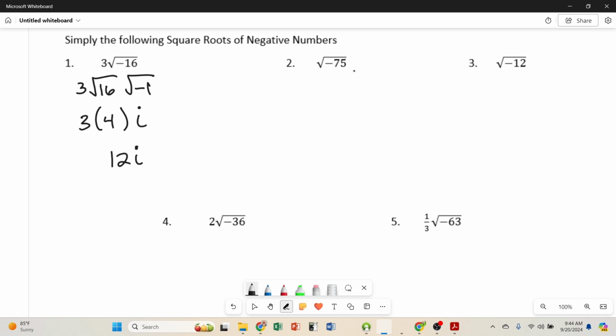Next, if you remember, this is a factor. We can factor out a perfect square from 75. So one of the perfect squares that goes in is 25. So this would be equal to the square root of 3 times the square root of 25, again times the square root of negative 1. I don't know what the square root of 3 is. It's a radical, and so we can't simplify that. But I can simplify the square root of 25, and that's 5. So this is going to be 5, the square root of negative 1 is I, and this would be the square root of 3.